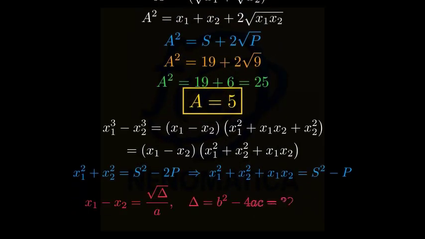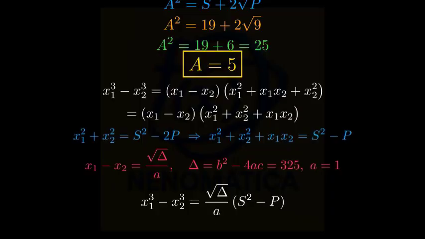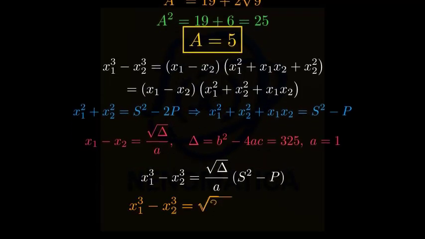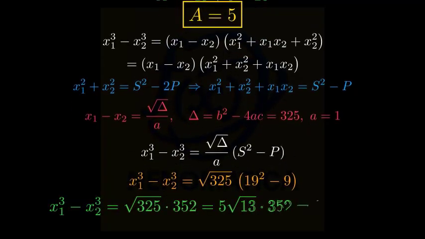For a quadratic, x1 minus x2 equals the square root of the discriminant over a. Here the discriminant delta equals b squared minus 4ac, which is 325, and a equals 1. Therefore, x1 cubed minus x2 cubed equals the square root of 325 times (s squared minus p). Plug in s equals 19 and p equals 9 to get the square root of 325 times (19 squared minus 9). That equals the square root of 325 times 352, or, simplifying the radical, 1,760 times the square root of 13.